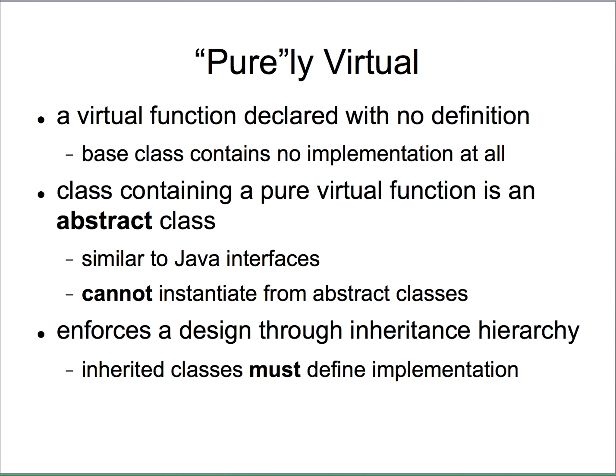So you can't create an object of that particular type if it's got a pure virtual function. I couldn't create an instance of just shape by itself because it has no physical manifestation. But I could use shape as a base class and derive circles and squares and all the other kinds of shapes from it. And then they could provide a draw function that actually does something. So I'm enforcing a design.